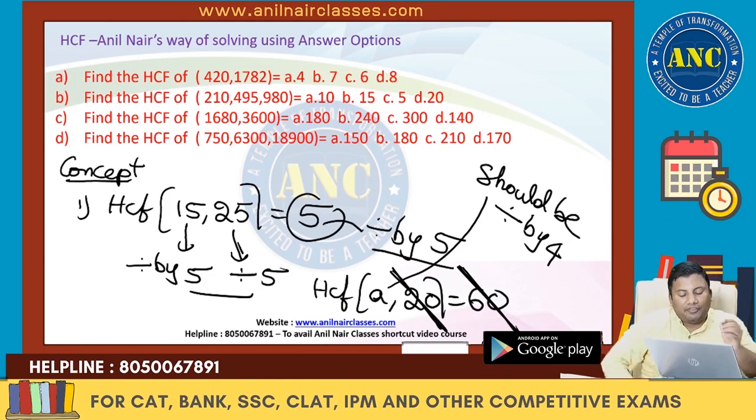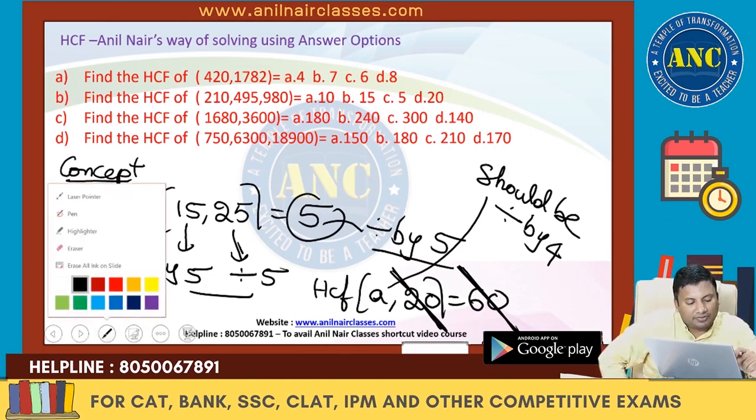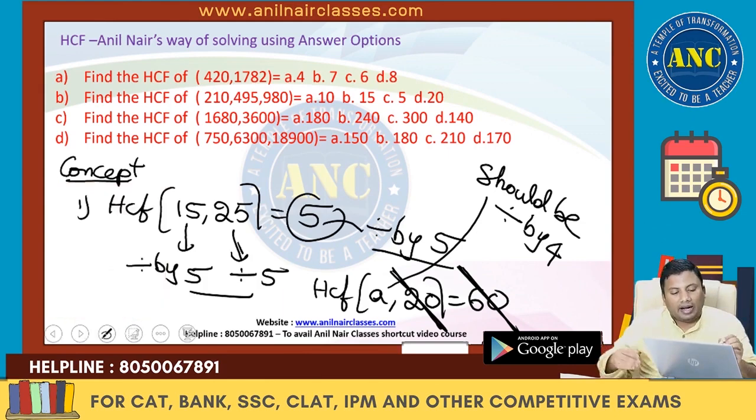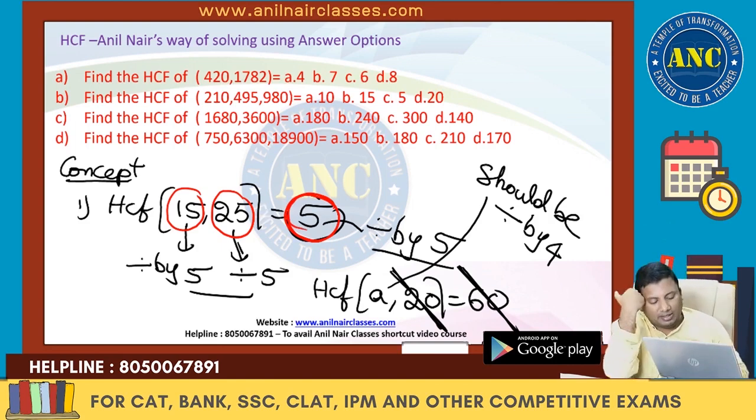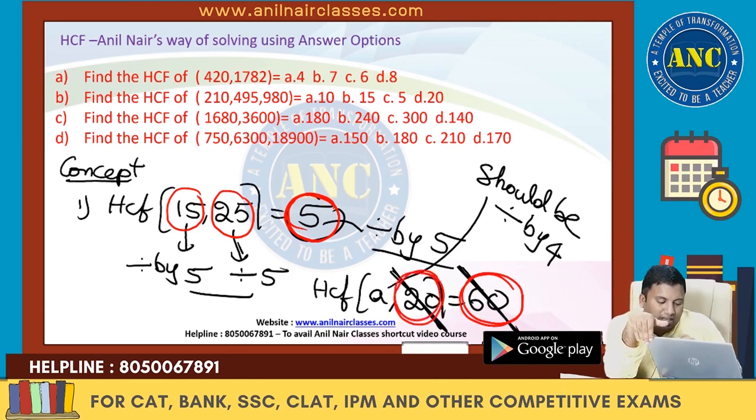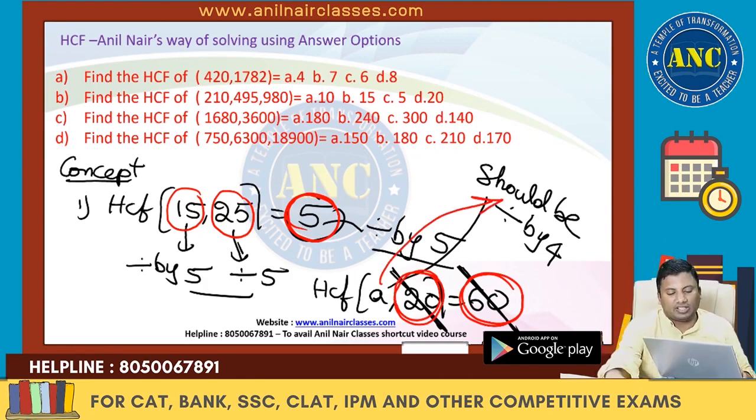HCF of 15 comma 25 is 5. This is divisible by 5, this is divisible by 5, so the answer should be divisible by 5. If two given inputs are divisible by some number, the answer should also be divisible by that number. Or if the answer is divisible by some number and one number is divisible by it, the other number should also be divisible by the same number. I hope this concept is clear.